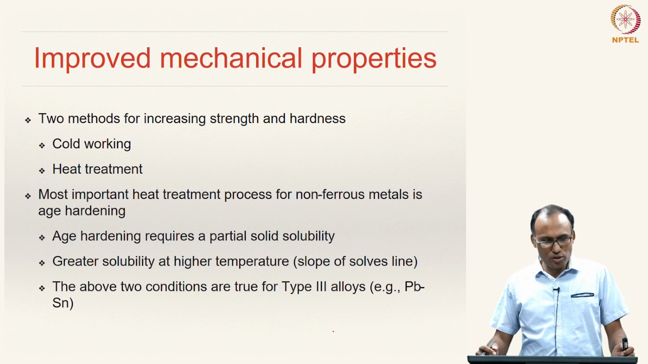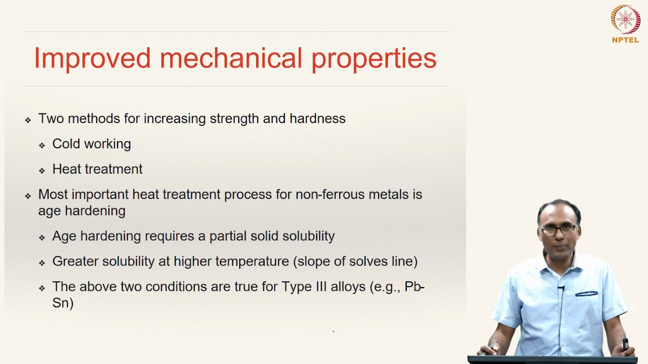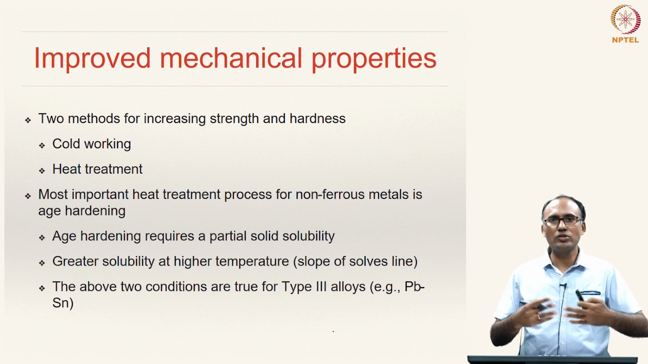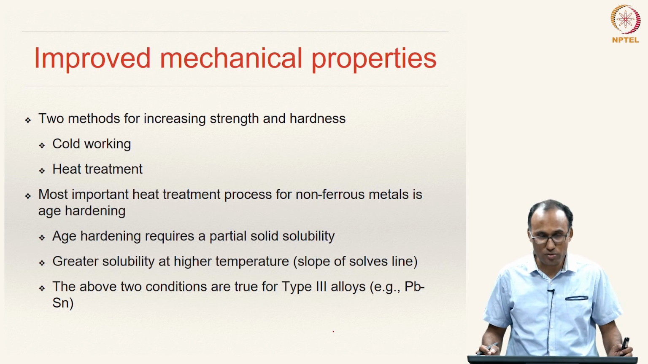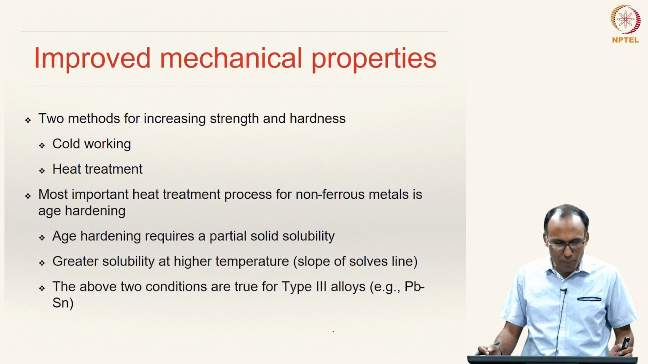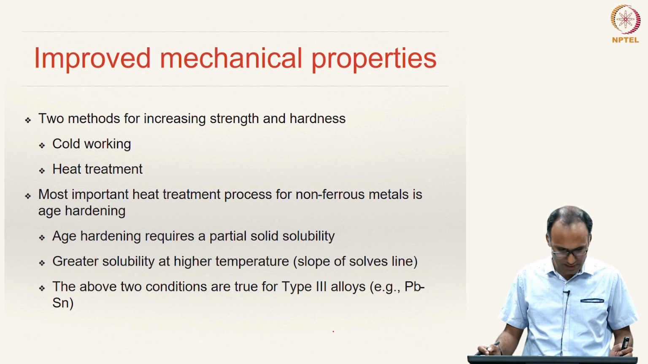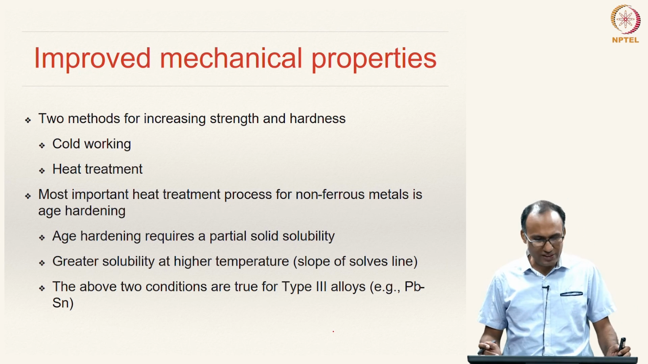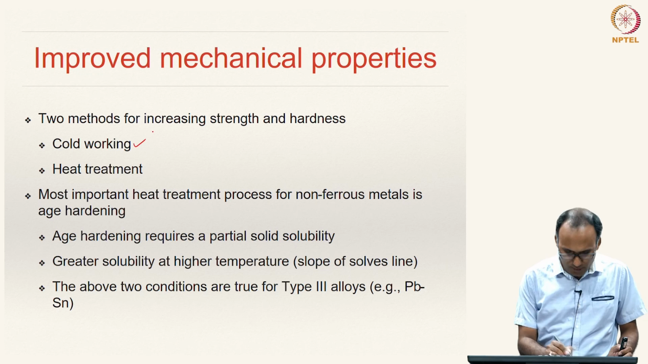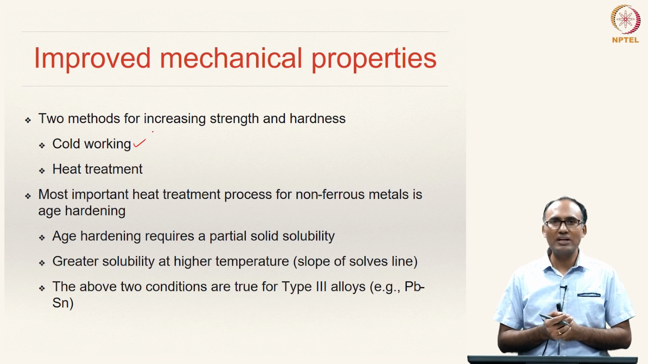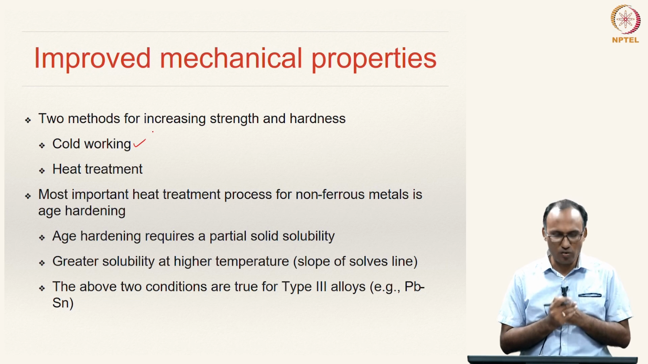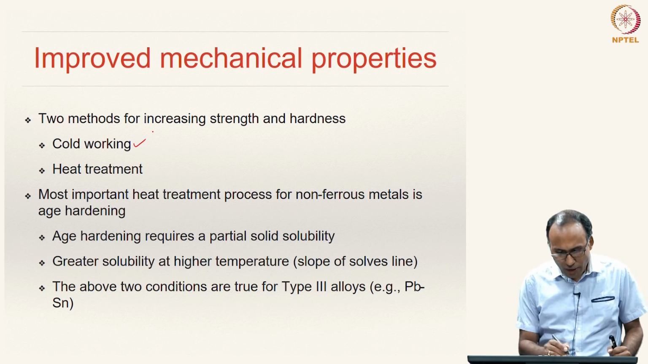And how do we go about improving the mechanical properties if you have these continuous phases distributed throughout the system, and they are going to be detrimental to the mechanical behavior? So, how do we go about improving the mechanical properties? There are typically two methods. We can use cold working, that means you apply deformation to the material at room temperature, which is called cold working, or heat treatment.